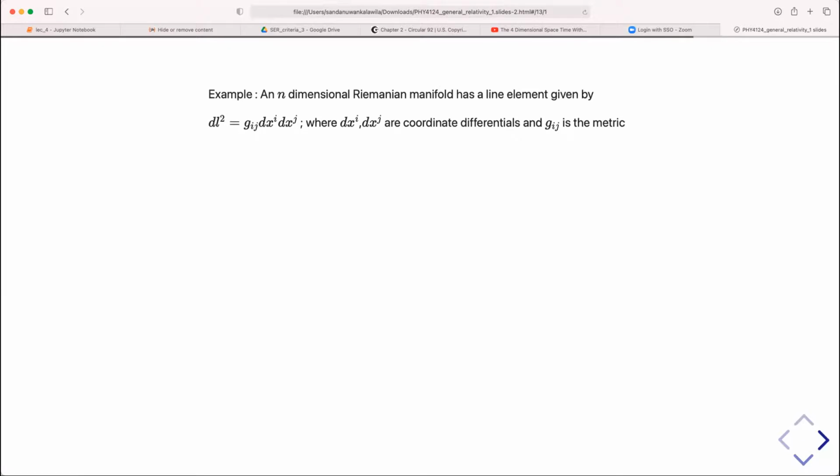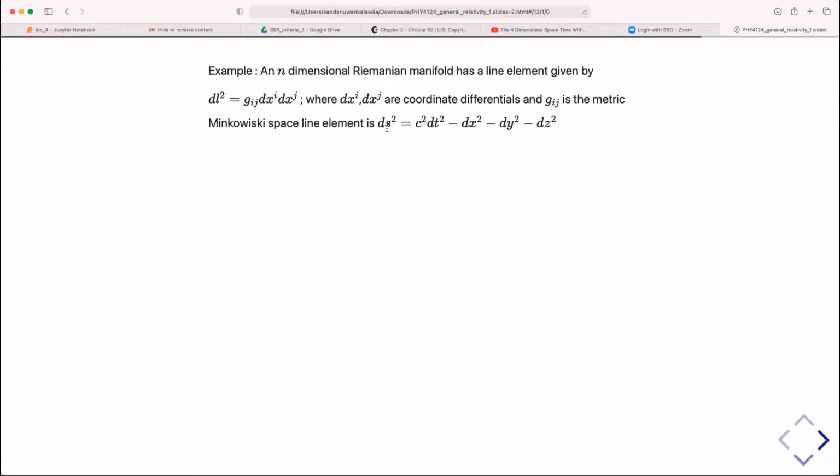Now, as an example, for an n-dimensional Riemannian manifold that has a line element, we can write it this way: dl squared equals g_ij dx^i dx^j, where dx^i and dx^j are coordinate differentials and g_ij is the metric. Remember, I am using the Einstein summation convention here. You can see that g_ij has i and j repeated, which means this is an expression that I need to sum over. These are dummy indices that you sum over.